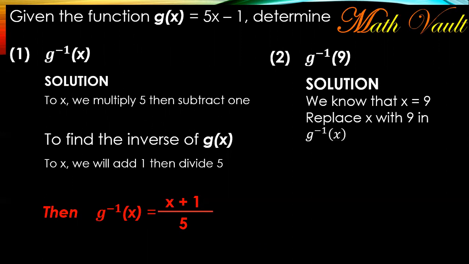We are going to replace x with 9 in the function g inverse in order to find the corresponding output for 9. Let us substitute. So g inverse of 9 is equal to 9 plus 1 all divided by 5, which gives 10 divided by 5. My final answer is 2. Therefore, when x is 9, y is 2.